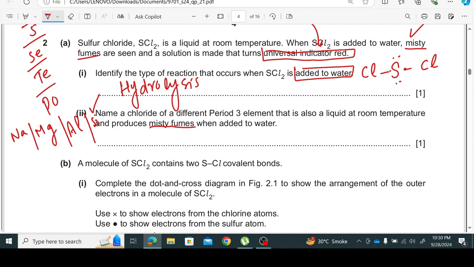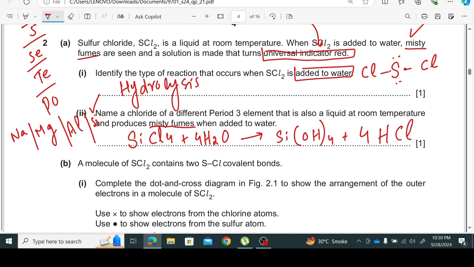So silicon tetrachloride, when it reacts with water, we get silicon hydroxide, and plus we will get HCl. This equation is mentioned in your textbook. Please follow your textbook. HCl is a gas and it gives misty fumes. It gives misty fumes because when you open the lid, HCl will start escaping. So then you will see the misty fumes.